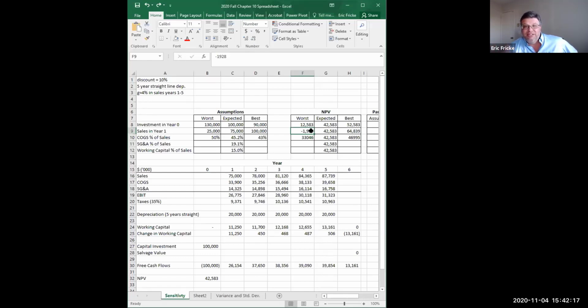We're really not sure what it's going to be like because we haven't done any surveys. Well, maybe they should do some surveys to get a better handle on what the expected sales will be. So this doesn't answer those questions, but it lets you know where the risk is, and then you have to decide if you want to do anything about that risk. So that's what's nice about sensitivity analysis.